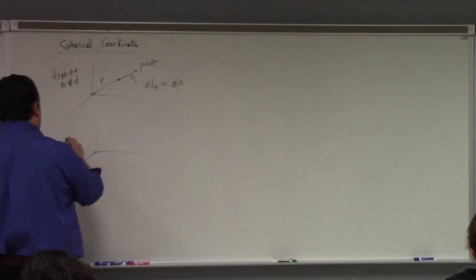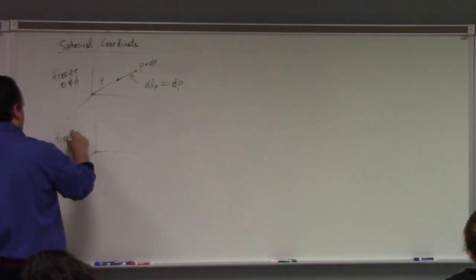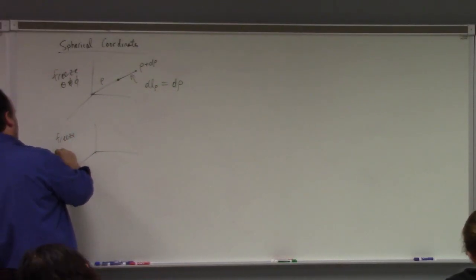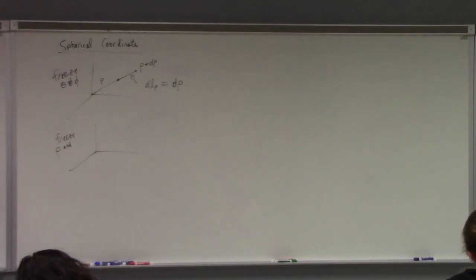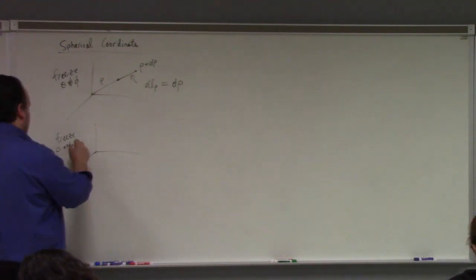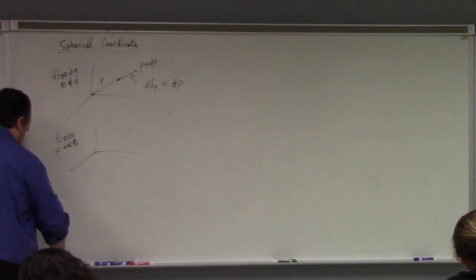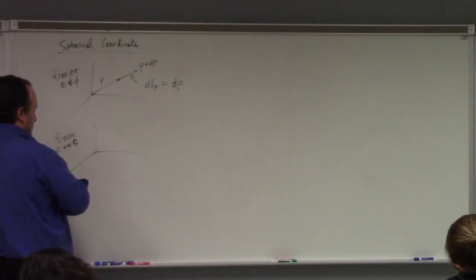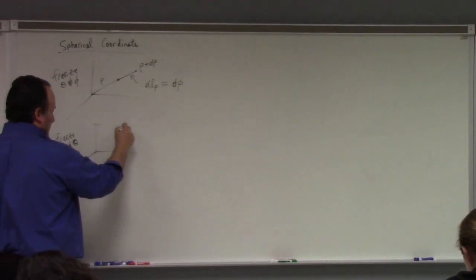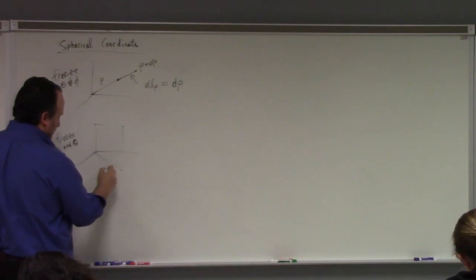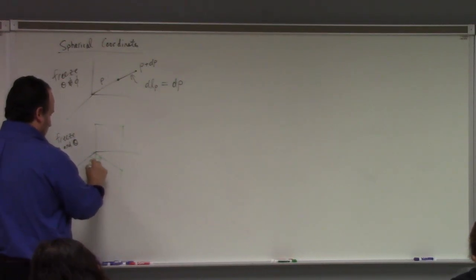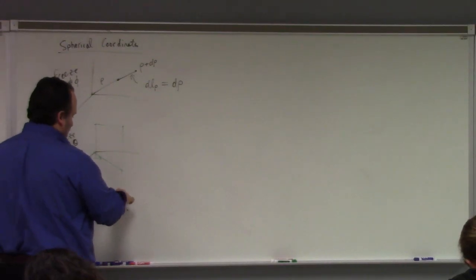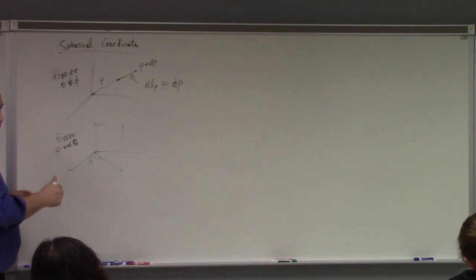On the other hand, what do you guys want to freeze next? We'll freeze rho and which one? Theta? All right. What does that do? Freezing theta puts you in some sort of, what's the word? It puts you in a vertical plane, right? A half plane.